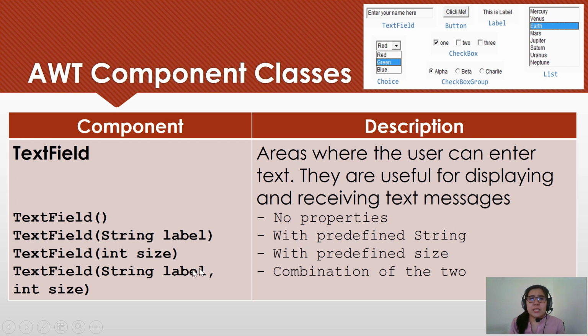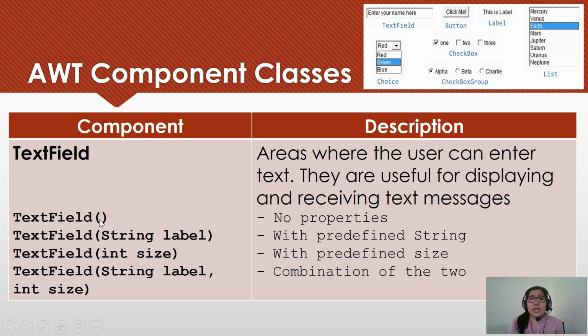Next, we have text field. For text field, there are several parameters needed. When we say text field, these are areas where the user can enter text. They are useful for displaying and receiving text messages. So the user is allowed to enter a text under the component text field.